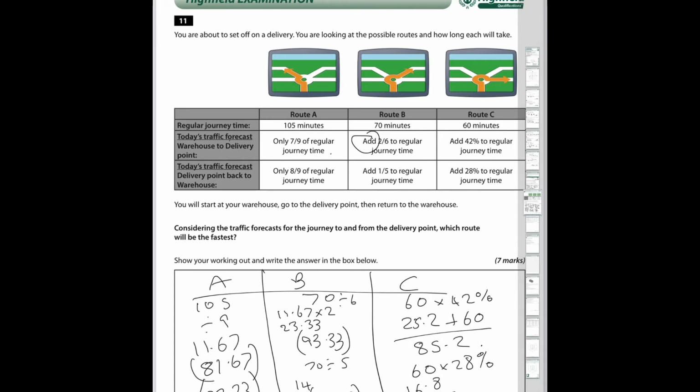So, question is, consider the traffic, which route will be the fastest? The answer is C. And then as long as you've got these three numbers to back that up, that's a full mark for that one. Again, even if you've got some of the calculations right, but got the answer wrong, you would still get some marks for that. That's a 7-mark question.